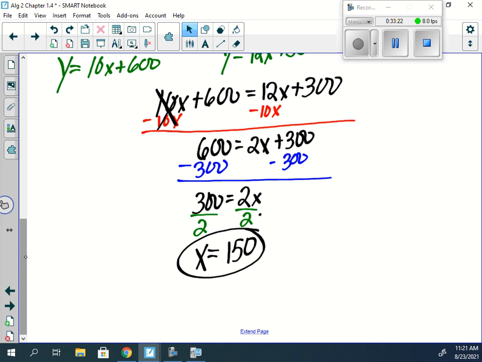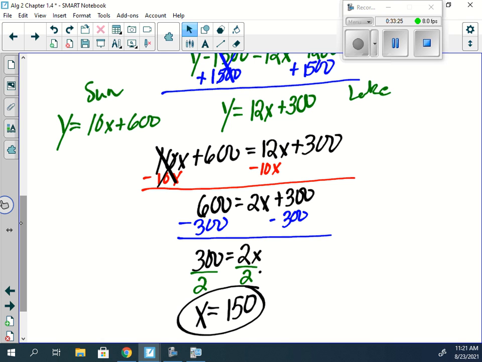Now we said that Lakeside starts off cheaper, yes, because of the $300. So really, if we have less than 150 students, it's going to be cheaper to go to Lakeside. But if we have 151 students, where would we want to go? Sunview, because even though it's more expensive to start off with, it gets cheaper as we get more people in. Now, if we have exactly 150 students going, does it matter which one we pick? Well, no, because they're both going to be $2,100. It doesn't matter. So that works out there.